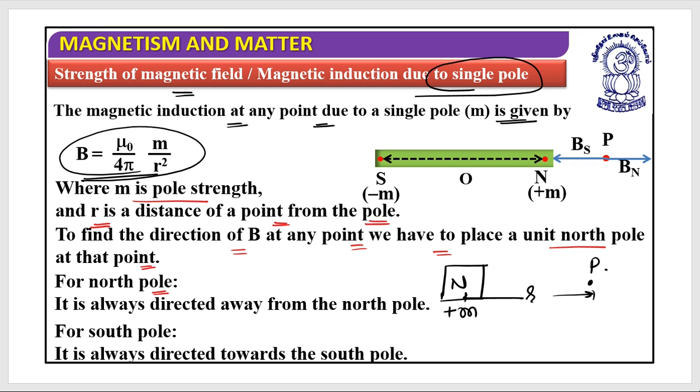So for the north pole, the magnetic field is always directed away from the north pole because the pole is positive. So this would be moving in this direction. And for a south pole, let's look at this.